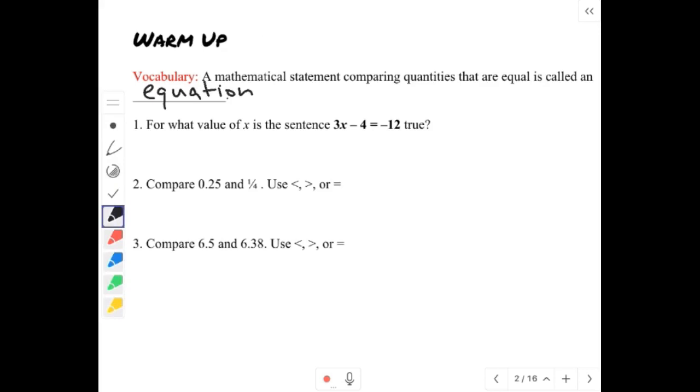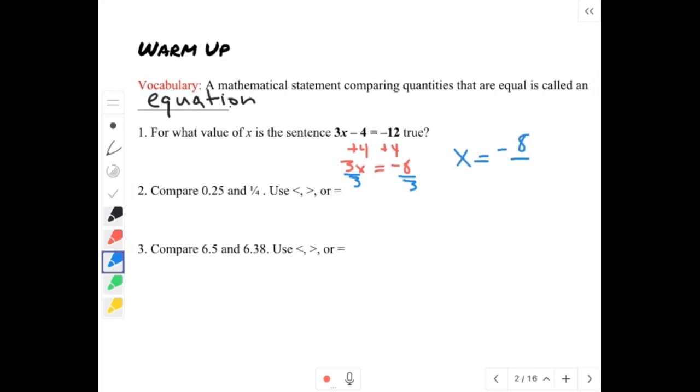For what value of x is the sentence 3x minus 4 is equal to negative 12 true? For that, all we have to do is solve this problem. To start off, we have to add 4 to both sides. Then we have 3x is equal to negative 8. And then we would divide by 3. So we would get x is equal to negative 8 thirds. So negative 8 thirds would be what makes that mathematical sentence true.